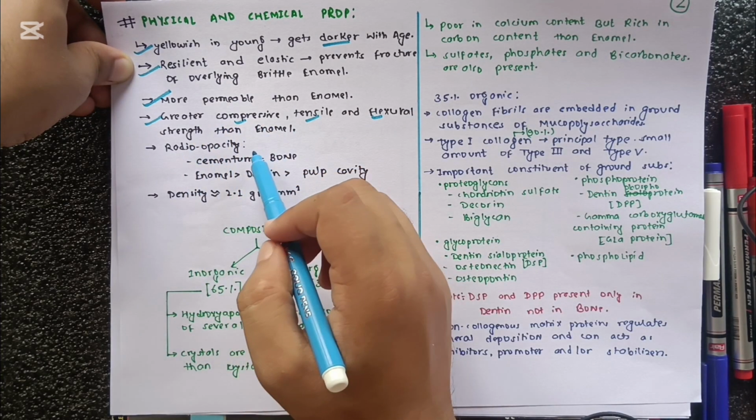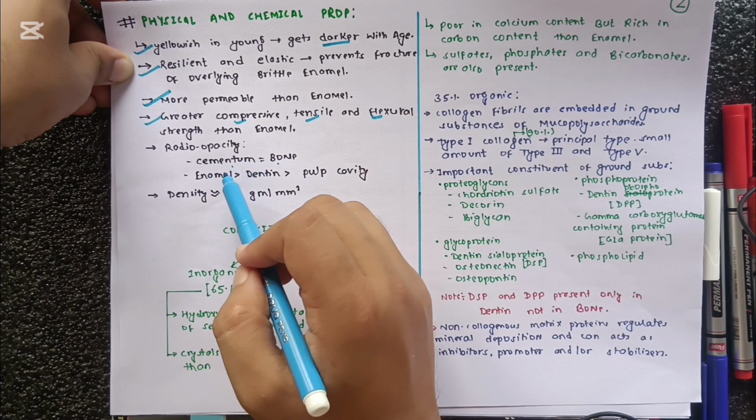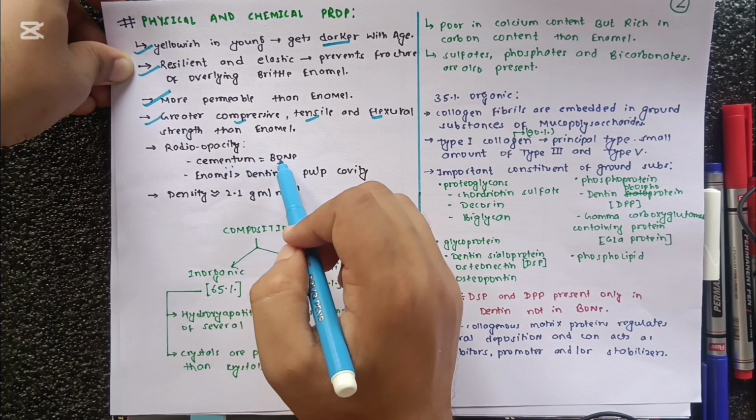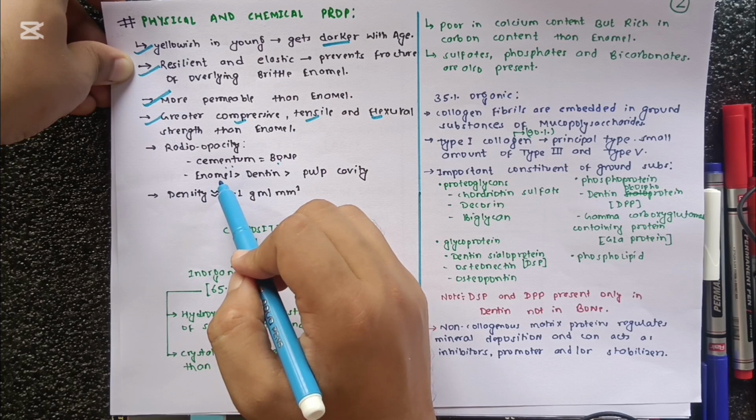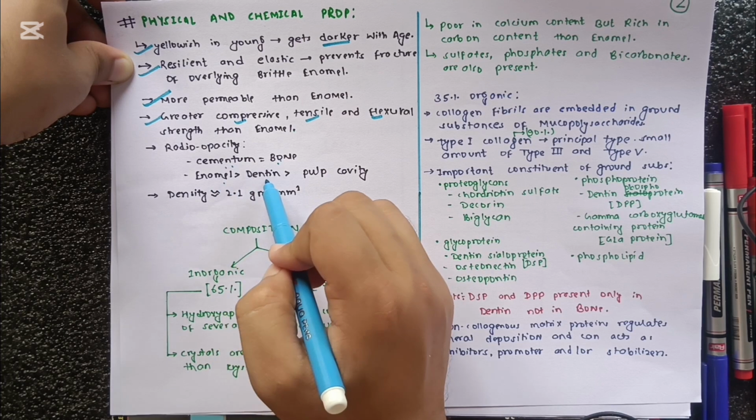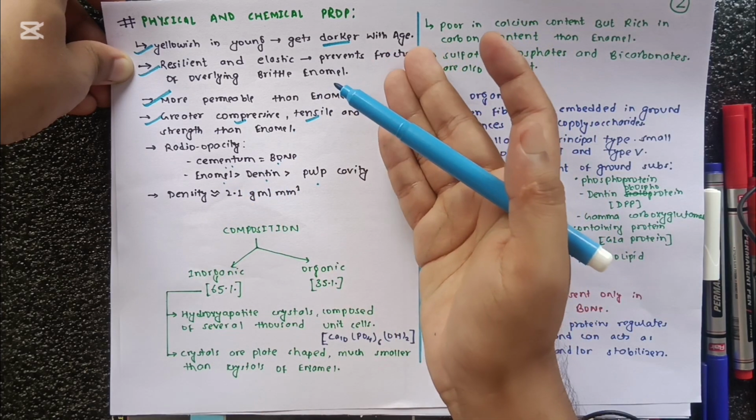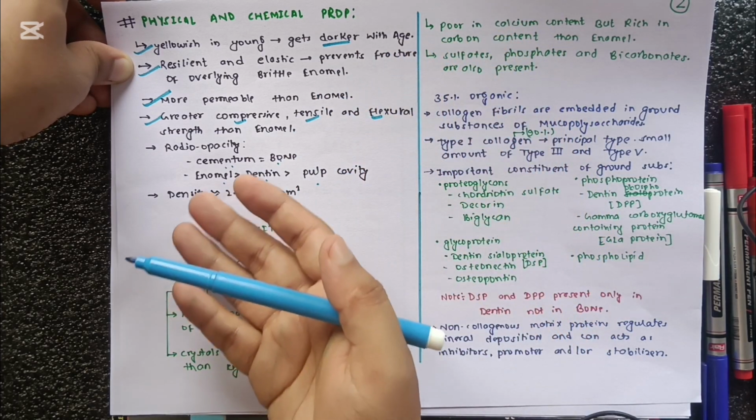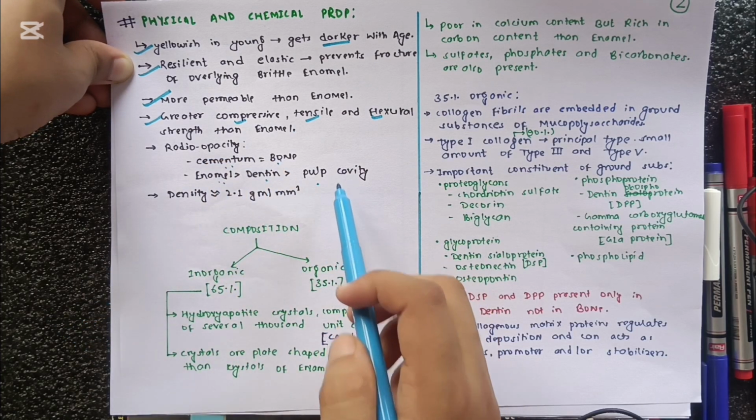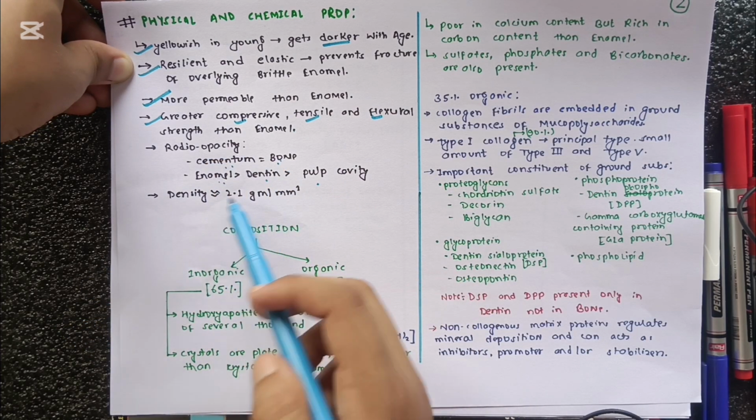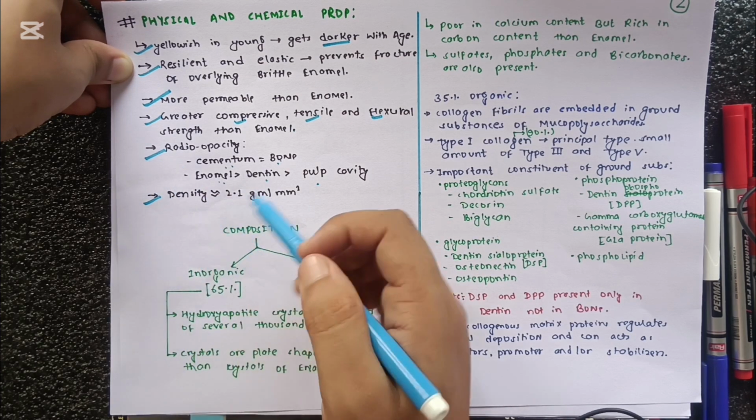In radio-opacity, cementum and bone have similar radio-opacity. But when we compare the portions of the tooth, enamel, dentin and pulp, radio-opacity decreases as we move from the outer surface towards the inner surface. So enamel, then dentin, and the pulp cavity is here. The density of dentin is 2.1 gram per mm cube, which is data that you can remember.